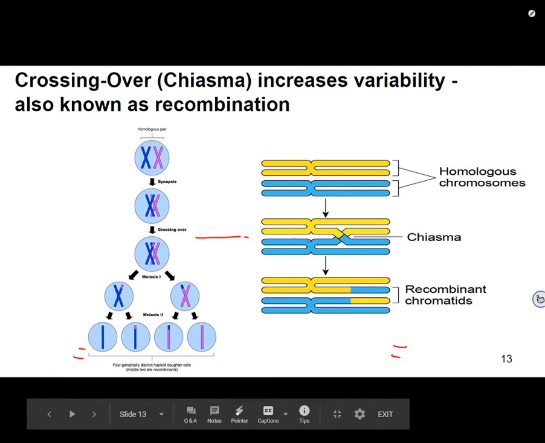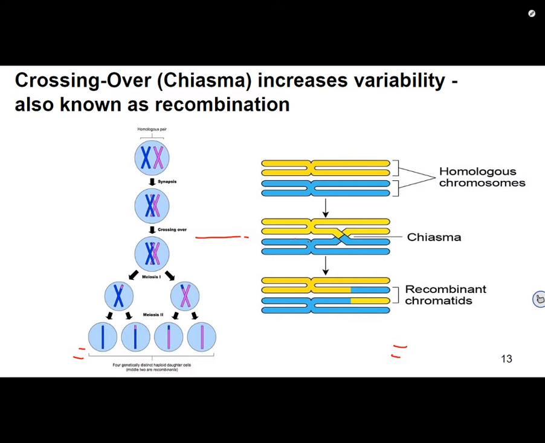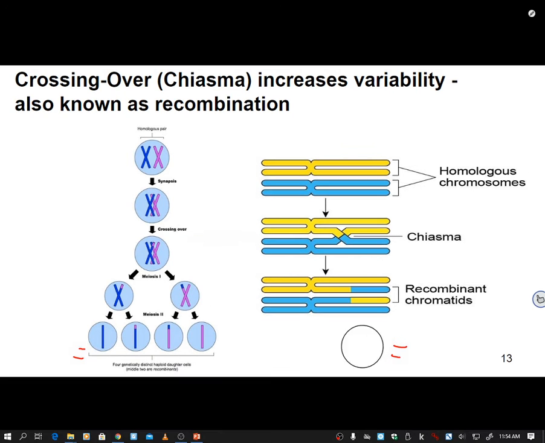Alright, crossing over, I just kind of talked about that a second ago. Chiasma is what it's called. It increases variability, so it's also called recombination. But this, like I said, gives this variability in our species as humans or other organisms. A lot of that can be accounted to this.